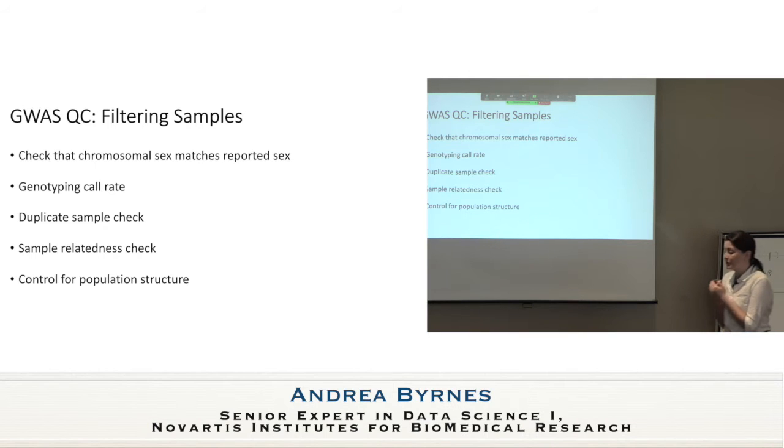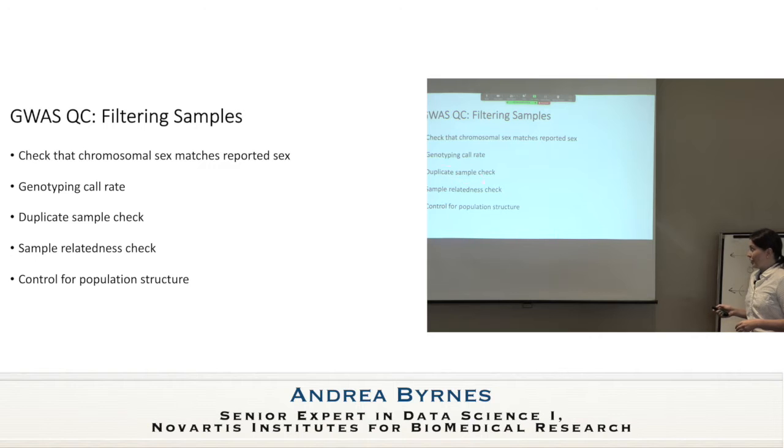So we also have to filter samples. You want to check that the chromosomal sex matches the reported sex. That one's really nice and easy, whether or not an individual has a Y chromosome or not. The genotyping call rate, so if you're missing a whole bunch of markers, maybe something about that sample wasn't quite right, it wasn't run properly, and then maybe the sample might want to be disregarded.